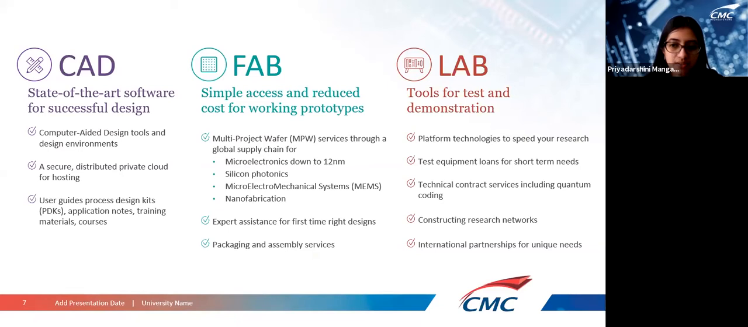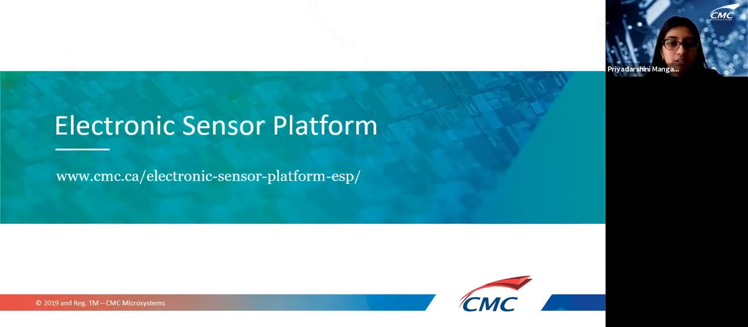Under lab services, we provide short-term access to development platforms, test equipments to validate and emulate test prototypes. We also provide services for emerging processes and products. The process we are talking about today, the electronic sensor platform, is one such example. It was first demonstrated at a university lab and now has grown to become available to users across Canada and beyond.